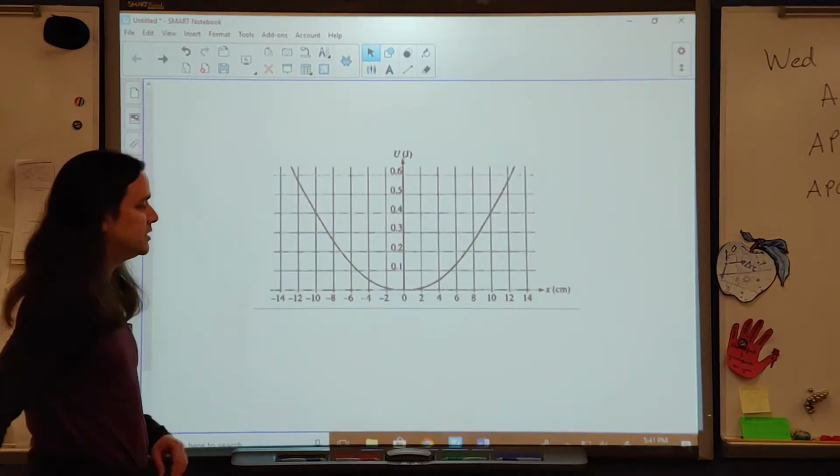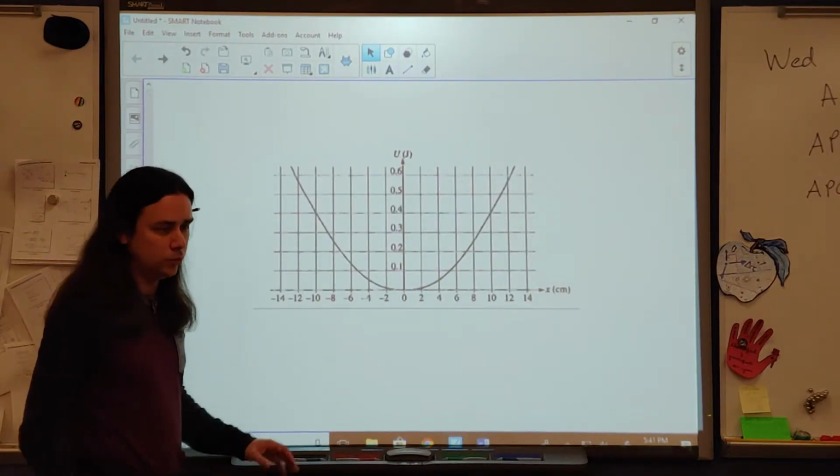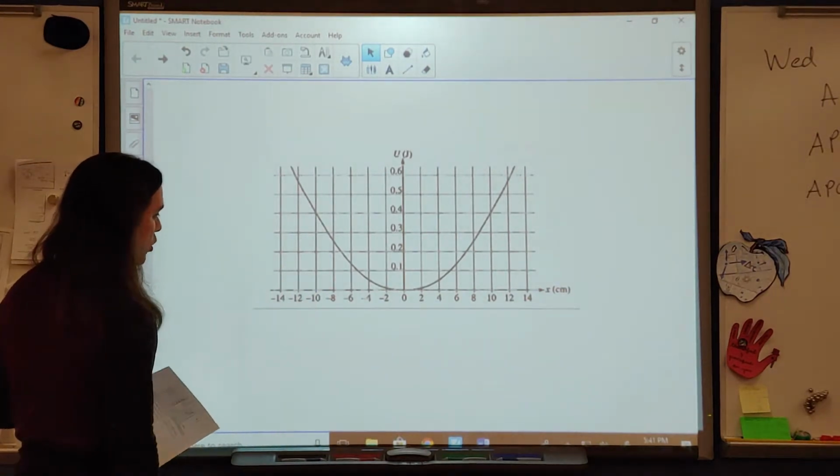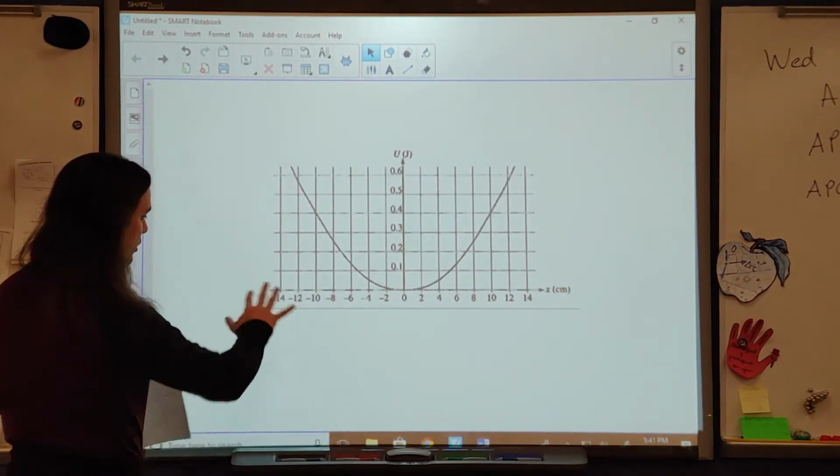Great. So let's take a look at our sample problem. Ooh, where did I set it? Ah, here it is. So here's our graph. This one comes from an old AP exam. Hopefully you're able to see it pretty clearly.